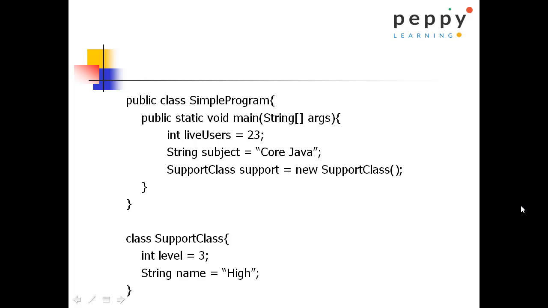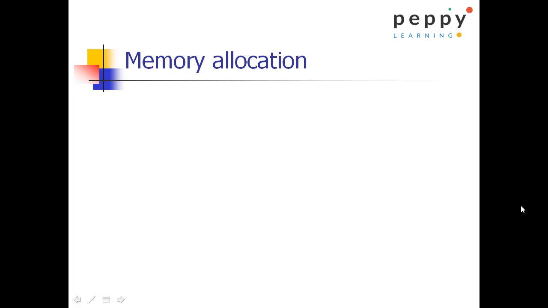In the public class SimpleProgram, I have created the main method. In that, I have a total of 3 variables. The first variable is integer type. The variable name is liveUsers, 23. The next variable name is subject, its type is String and the value is core Java. The third variable is an object reference. I have created an object for SupportClass. When I create a SupportClass, it gets 2 variables called level and name. Level got a value of 3 and name got a value of high. And let us see the memory allocation that happens for all of these.